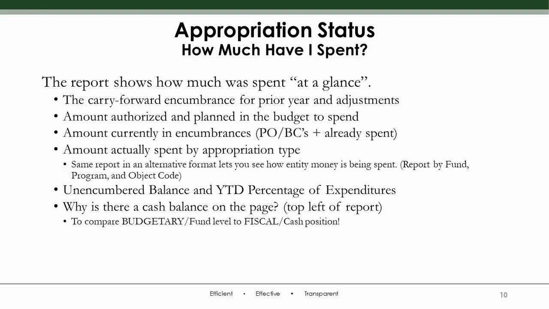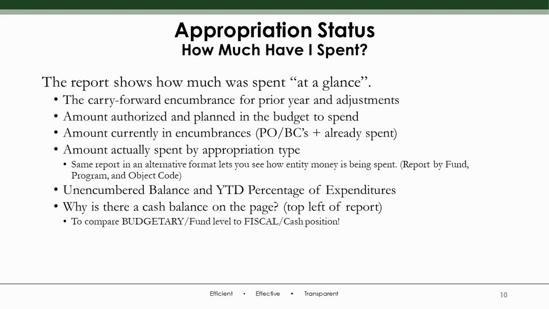You'll review the unencumbered balance and year-to-date percentage of expenditures. And we'll want to consider, why is there a cash balance on the page? And that's to compare budgetary or fund level reporting, which is the appropriation side, to fiscal or cash position, which is how much money do I actually have to be able to spend versus my appropriations.